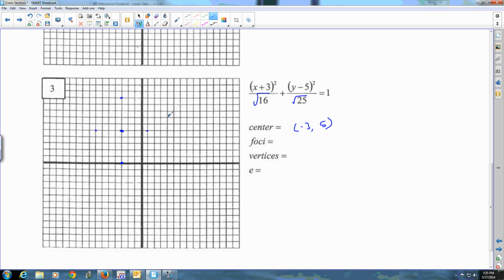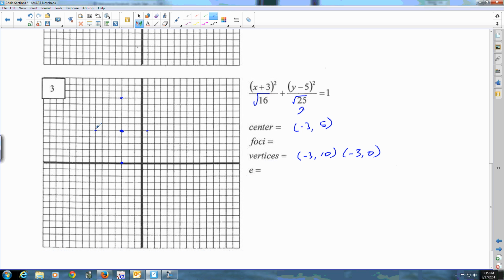Which way is it longer? I think you see it. It's longer in the y direction. So these are going to be your vertices because it's longer in that direction. So your vertices are going to be (-3, 10) and (-3, 0). You're just reading it right off the graph. The foci, well, they're going to be up here somewhere and down here somewhere because they're in the long direction.